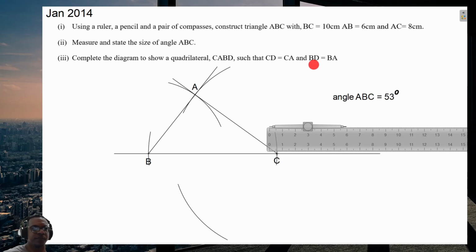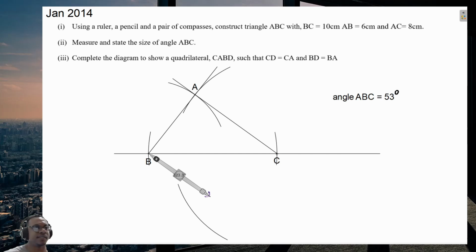And since B to D is the same as BA, and BA is the same as AB, AB is 6 centimeters, that means BA is 6 centimeters, so B to D is 6 centimeters. So I have my compass opened out to 6 centimeters, and I'll place my compass point at the endpoint B and make an arc to intersect this arc here. And where these two arcs intersect, that will be the endpoint D.